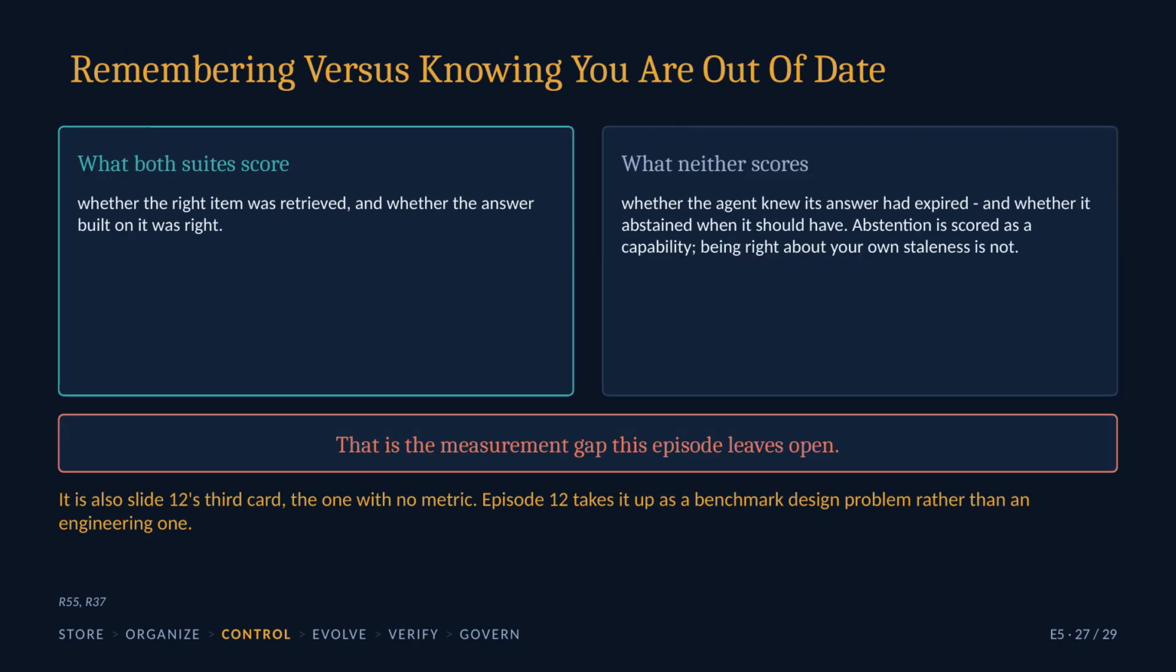Which leaves one thing unresolved, and I want to end on it rather than paper over it. Both suites score whether the right item was retrieved and whether the answer built on it was right. Neither scores whether the agent knew its answer had expired. Abstention is scored as a capability: can you decline? But being right about your own staleness is not the same thing as being willing to decline. That is the measurement gap this episode leaves open. And it is exactly slide 12's third card, the one that had no metric next to it. Episode 12 picks it up, as a benchmark design problem rather than an engineering one.